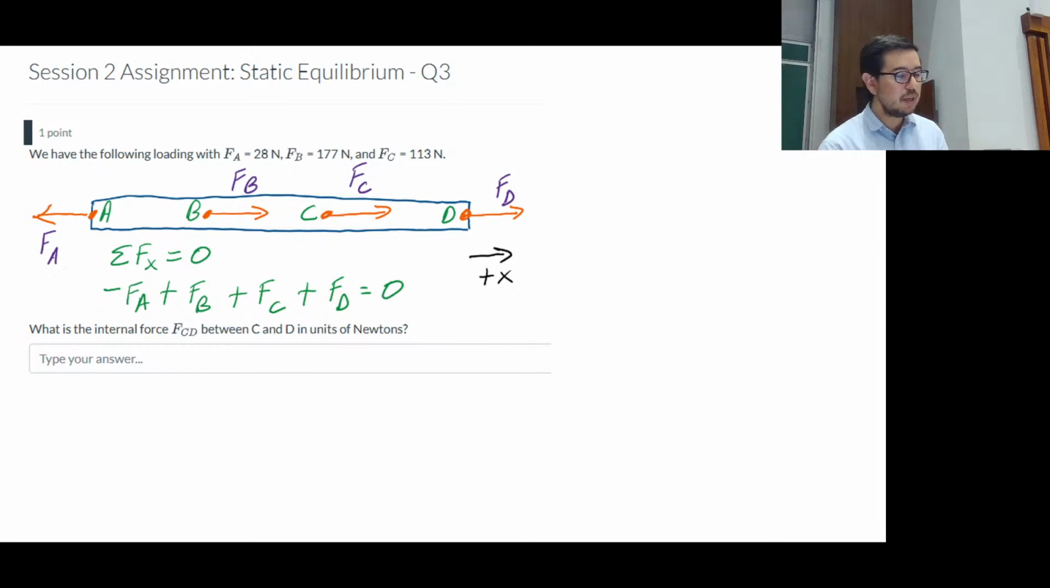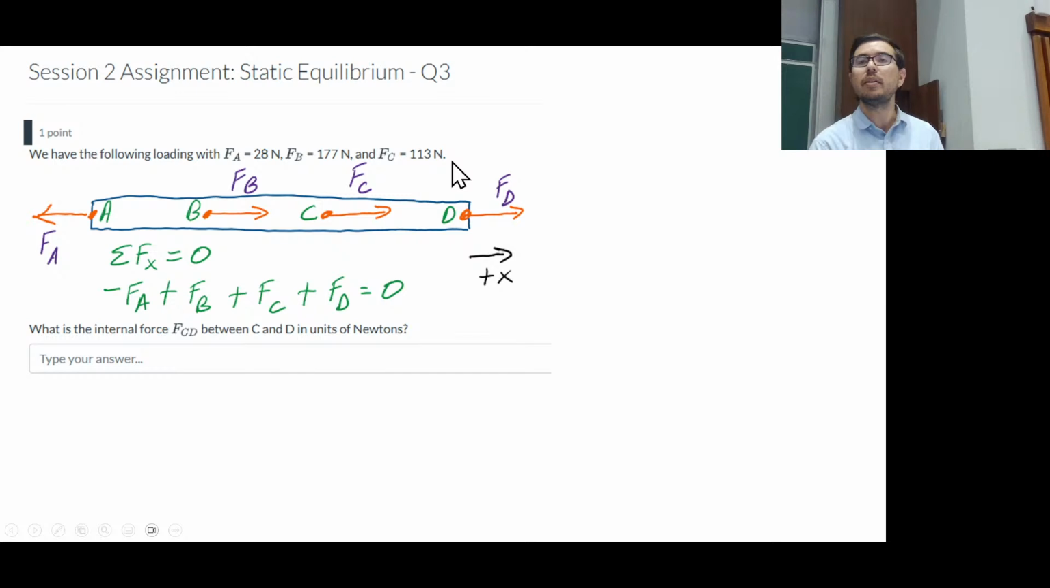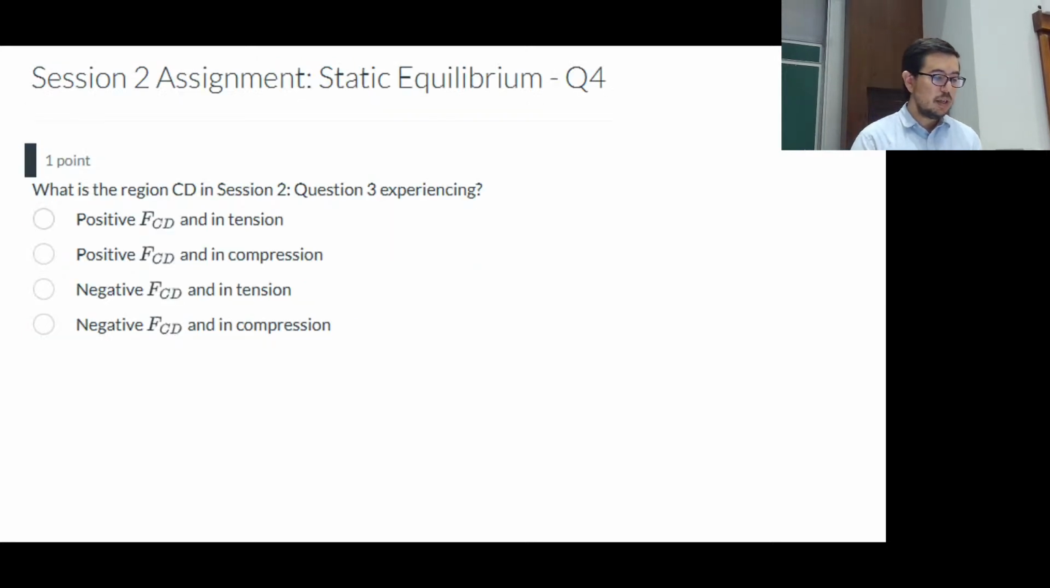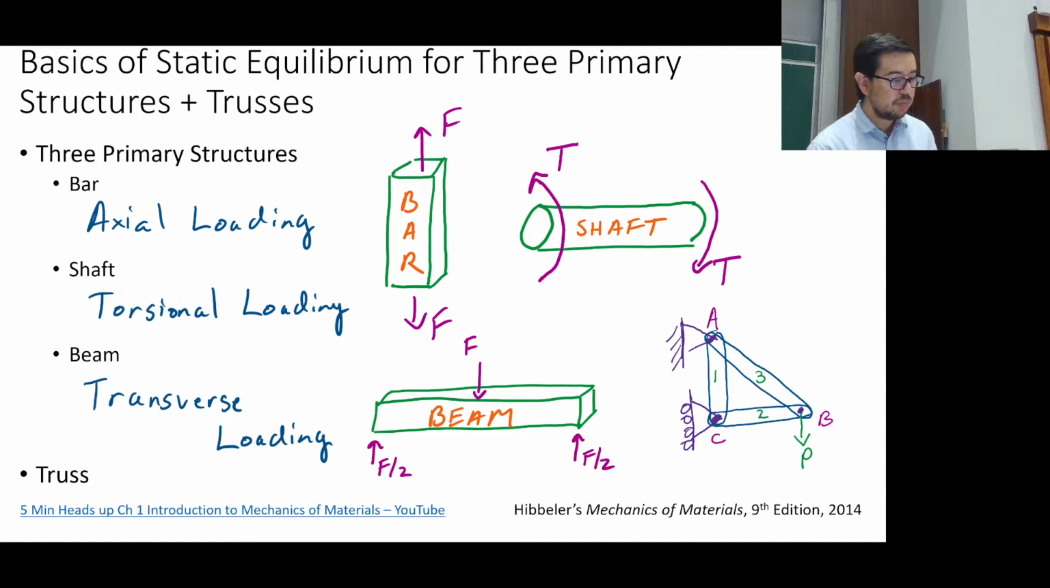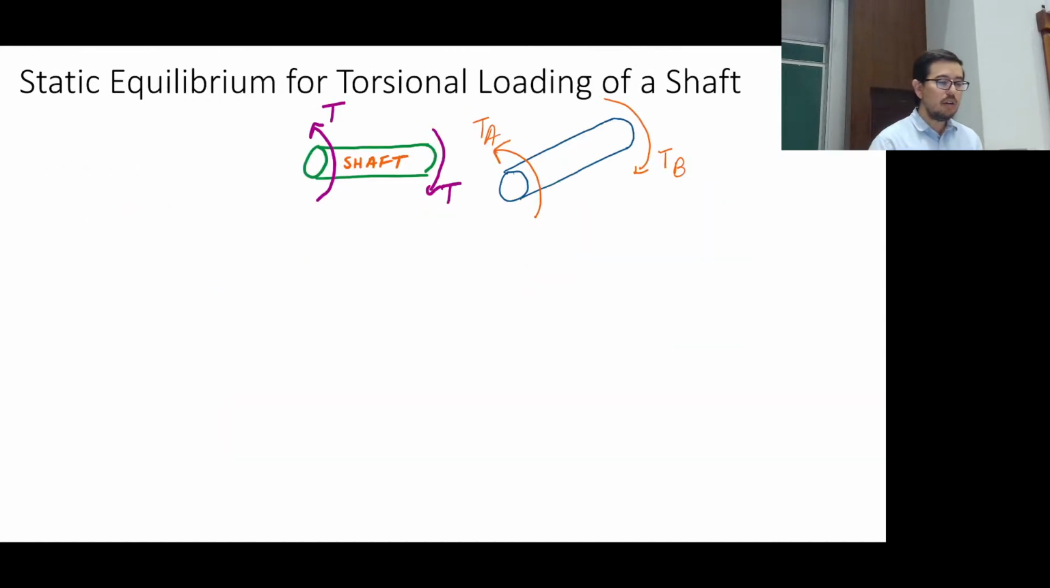So here will be another one where we have to find, again, FCD between these, and in Canvas, there will be numbers instead of letters. And then there'll be a question about whether it's in tension or compression, right? So pretty straightforward. So now let's talk about static equilibrium for torsional loading of a shaft.